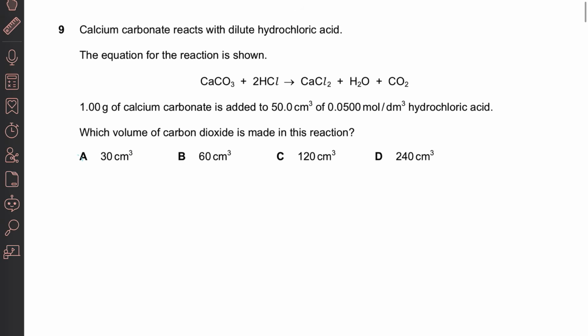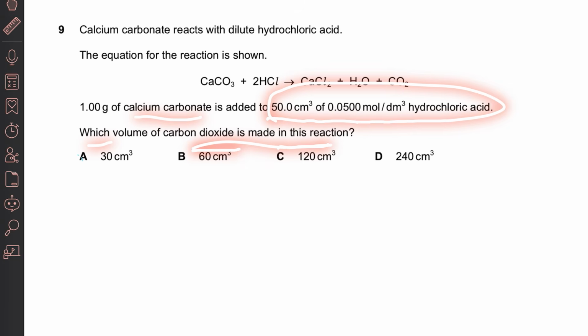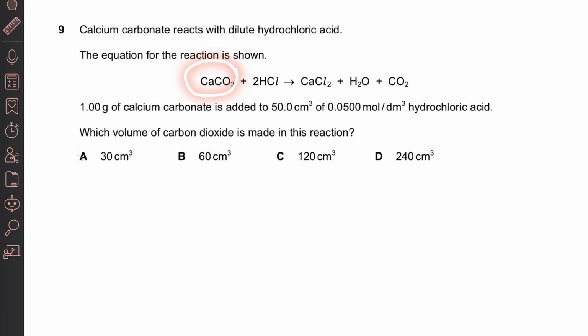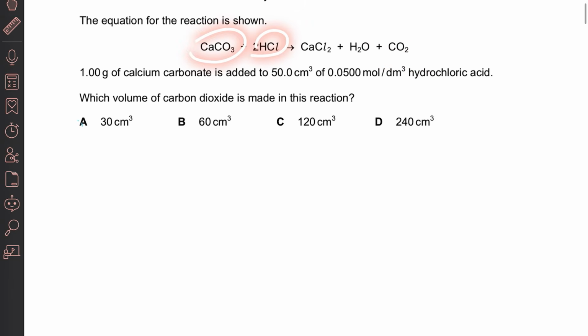Moving on, calcium carbonate reacts with dilute hydrochloric acid. The equation is shown. 1 gram of calcium carbonate is added to 50 centimeter cube of 0.05 mole per decimeter cube of hydrochloric acid. Which volume of carbon dioxide is made in this reaction? Okay, so now they have given you the mass of calcium carbonate, and they've also given you some volume and concentration of hydrochloric acid. Now using these, you can find the moles of hydrochloric acid and the moles of calcium carbonate. Now this is a question for limiting reagent, because the limiting factor is going to affect the volume of carbon dioxide produced. So first of all, let's just find the moles of both of these substances.